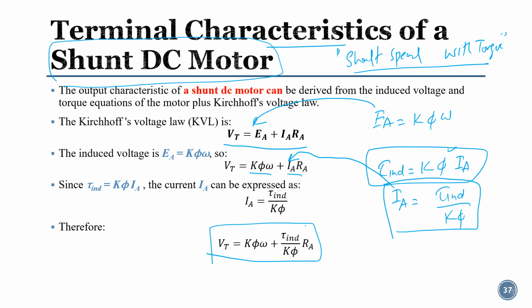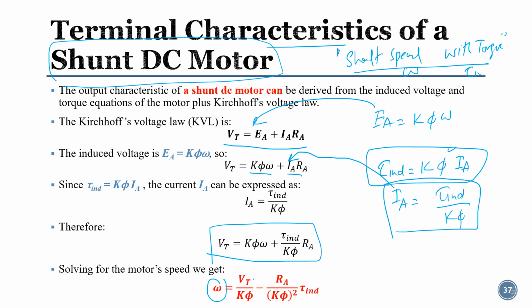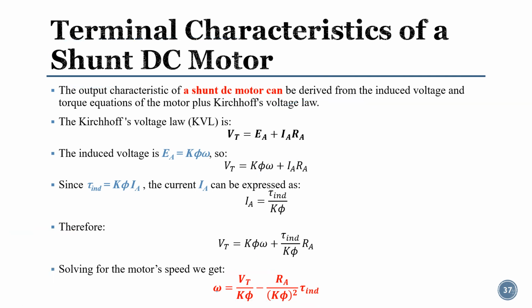Our target is to study the terminal characteristics, that is, the shaft speed and the induced torque. From this expression, if we rearrange and do some algebra, we can write the angular speed, the motor speed, as: omega equals Vt divided by K flux phi, minus Ra over (K flux) squared times the induced torque. This is the expression for the output characteristics.